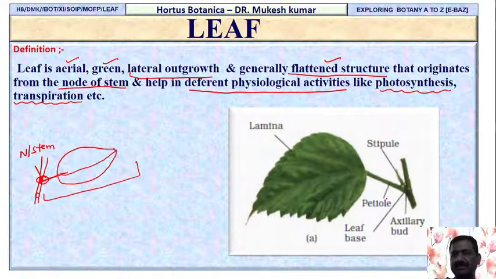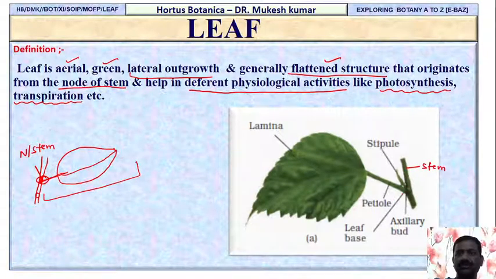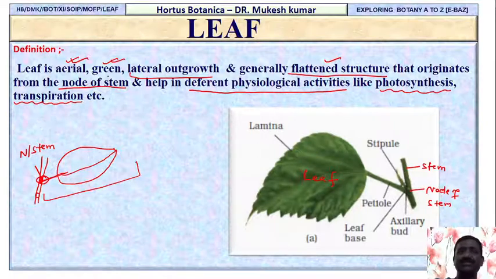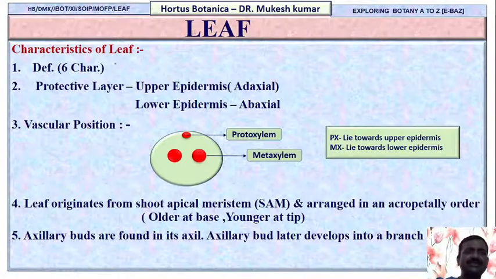So see, this is the structure: this is the stem. You all know this part is the node of the stem. From this node, this lateral outgrowth is there, and this whole structure is nothing but the leaf. So in general, how will you define it? It is the aerial part, green, a lateral outgrowth, a flattened structure originating from the node of the stem, helping in different physiological activities like photosynthesis and transpiration. Now let's see the characteristics of the leaf.